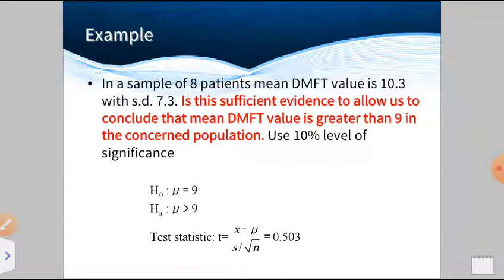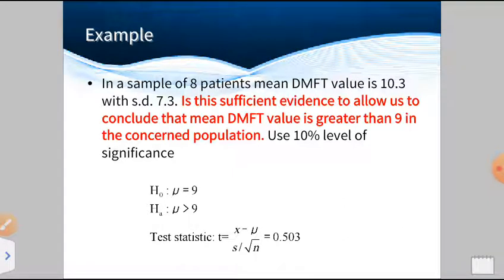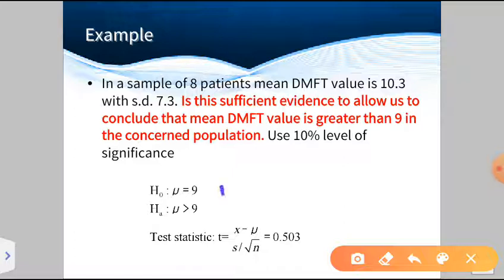Let's talk about the next example. In a sample of 8 patients, the mean DMFT value is 10.3 with standard deviation 7.3. Is this sufficient evidence to conclude that the mean DMFT value is greater than 9? So here we are talking about something which is greater than 9. So here we have mu is equal to 9, which is H naught. Mu greater than 9 is our HA, the opposite one. And the statistic is given in this. The data is not given to you, it means we have been provided with some more data values.